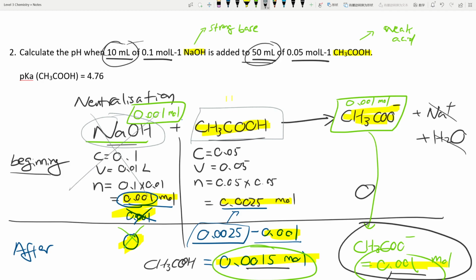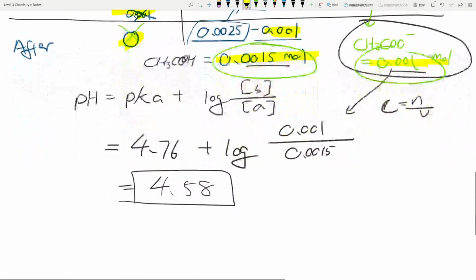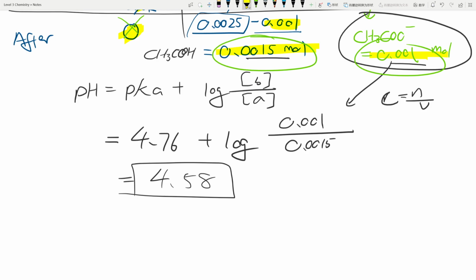So what do you use the volumes for? You use the volume to find the initial mole. You use the volumes and the concentration to find the initial mole of the CH3COOH, and then you have the two together, and then you simply use a big one minus a small one to figure out how many moles of this, in this case the CH3COOH, you actually have left behind. And then you can look at how many moles of the weak stuff, the conjugate base in this case, that you have actually produced.